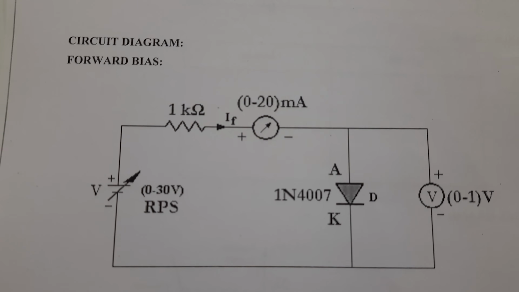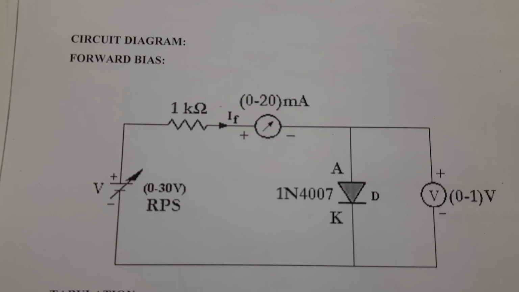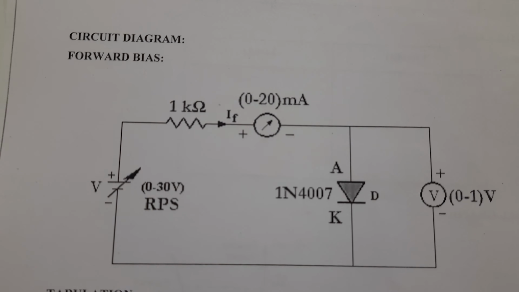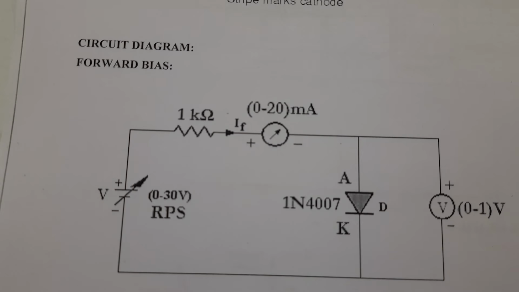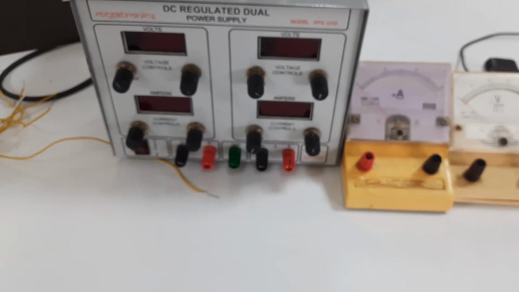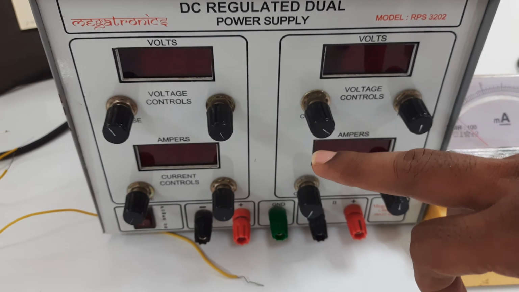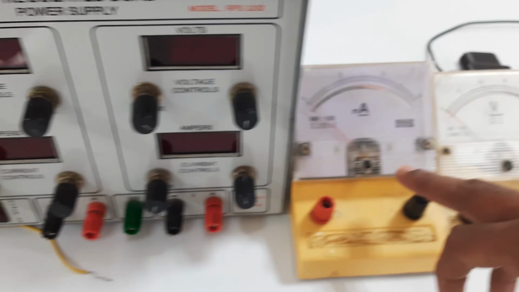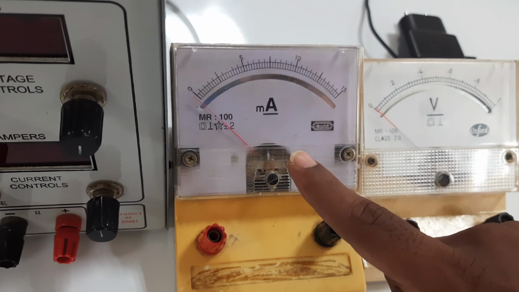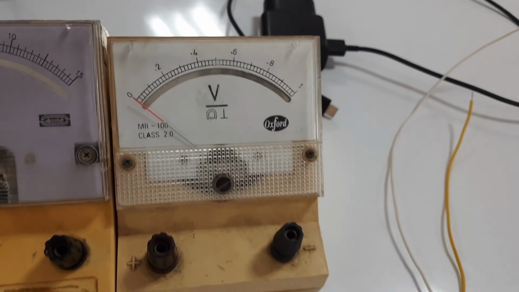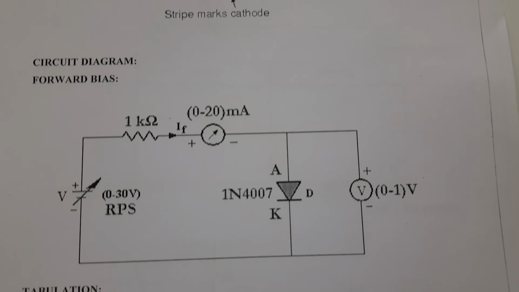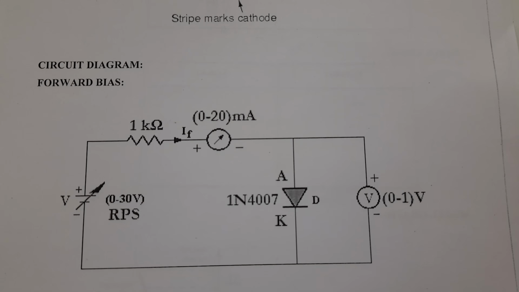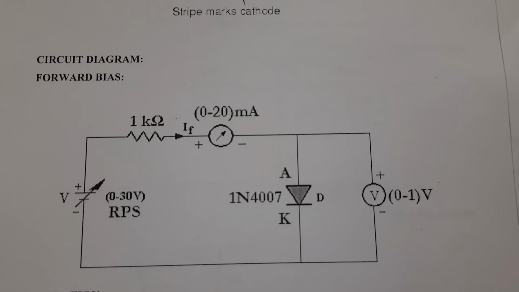Fourth is the diode, IN4007, and fifth is a voltmeter. 0 to 1 volt is the range of the voltmeter we are using. This is the RPS which we are going to use in the circuit, and this is 0. We are using 0 to 15 milliamps in the circuit and 0 to 1 volt for the voltmeter. Now we will see the connection of this circuit using a breadboard.